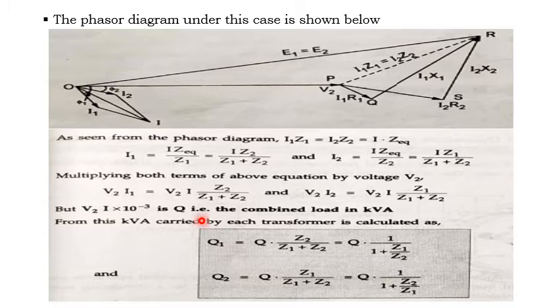Now this is the load sharing by the two transformers: I1 is the load shared by transformer 1 and I2 is the load shared by transformer 2. You cannot get the circulating current here. The circulating current will be absent if you consider equal voltage ratios.